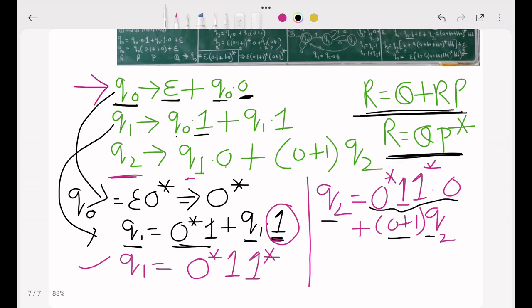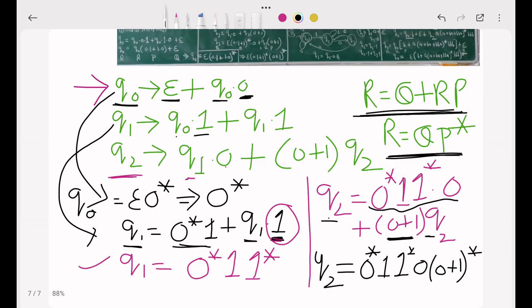So R is equal to QP star. What is my R? R is equal to Q2. R is equal to this QP star. What is my Q? Q is this one. So 0 star 1 1 star 0. QP star, my P is this 0 plus 1 star. This is my final answer.